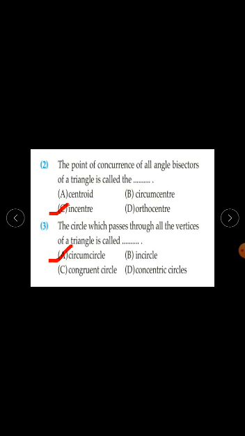Third sub question. The circle which passes through all the vertices of a triangle is called circumcircle, incircle, congruent circle or concentric circle. So the circle which passes through all the vertices of a triangle is called circumcircle. So A option is correct, that is circumcircle.